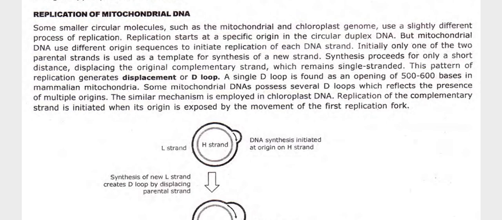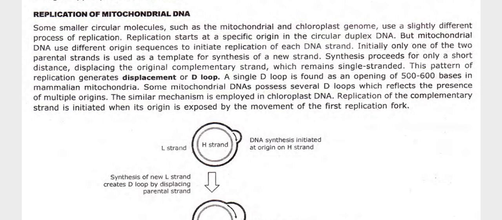Initially, only one of the two parent strands is used as a template for synthesis of a new strand. Synthesis proceeds for only a short distance, displacing the original complementary strand, which remains single-stranded. This pattern of replication generates a displacement or D-loop. A single D-loop is found as an opening of 500 to 600 bases in mammalian mitochondria. Some mitochondrial DNAs possess several D-loops, which reflects the presence of multiple origins.